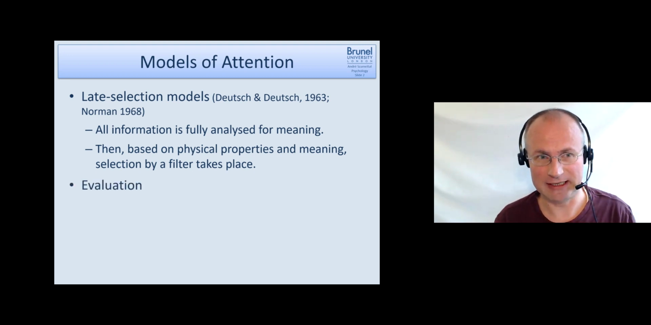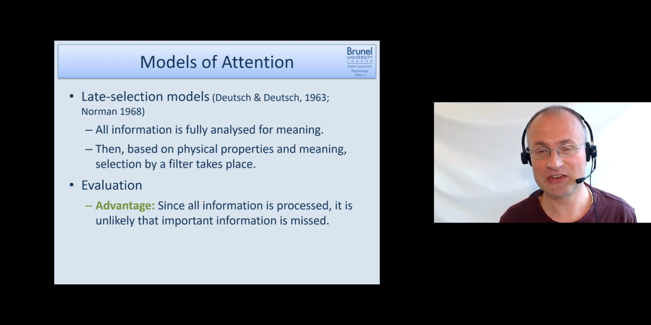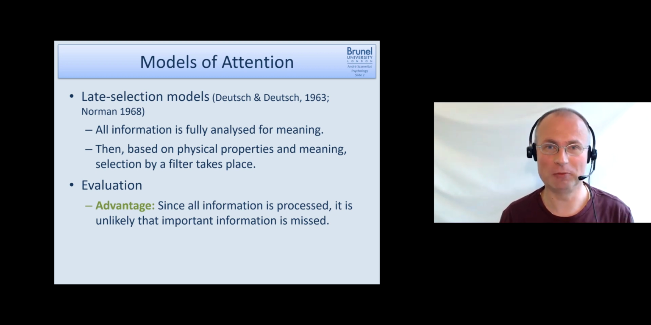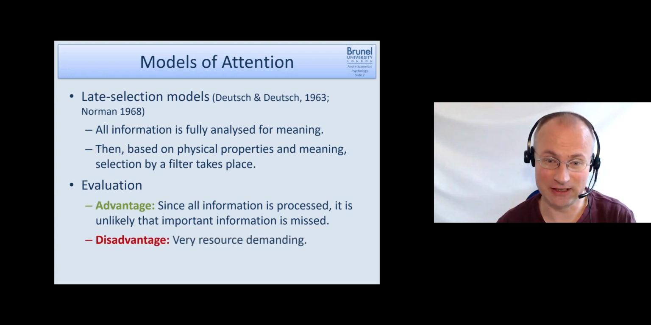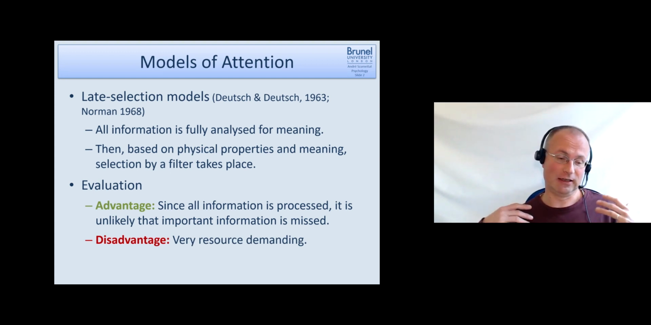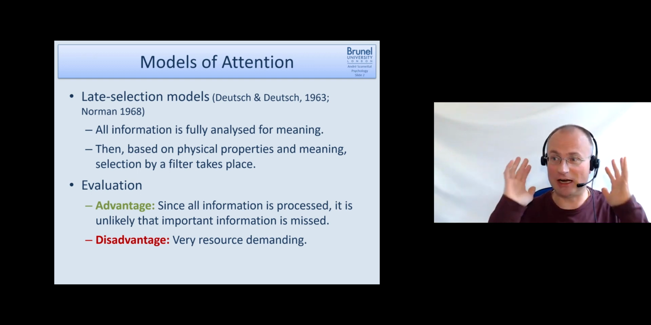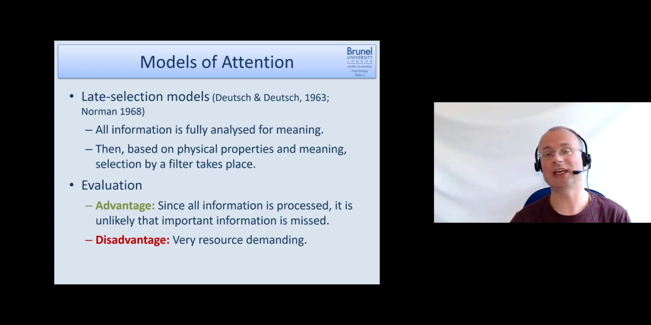So when we evaluate these late selection models, they have a clear advantage. Because we process all information, we technically can't miss any important information. So it might be beneficial for our survival and things like that. The disadvantage is it's extremely resource demanding. So if you think of a large room with 20 conversations going on at the same time, which are within earshot, so to say, it's questionable whether our mind is capable of doing that.